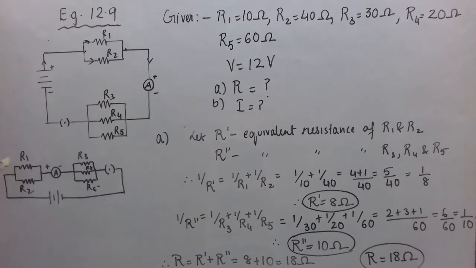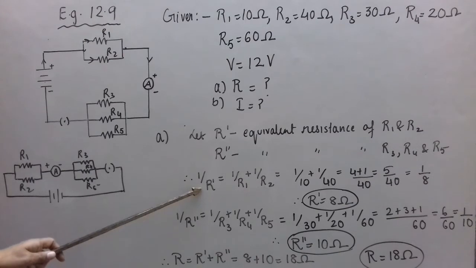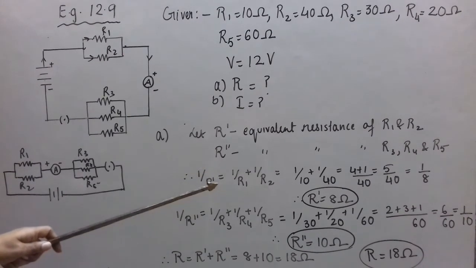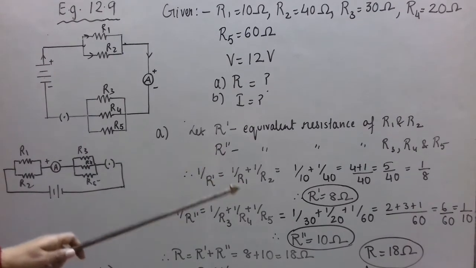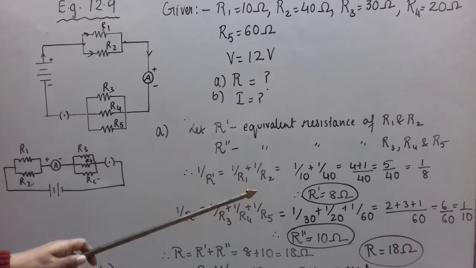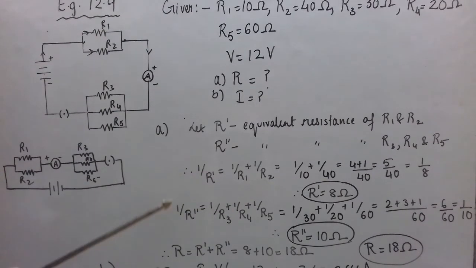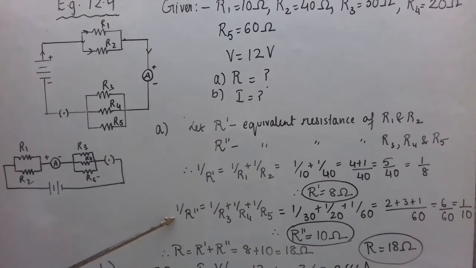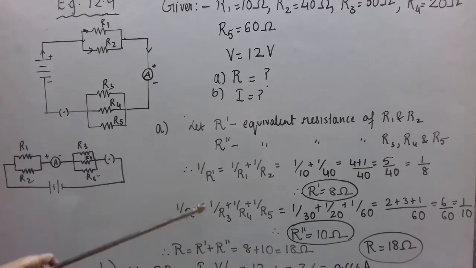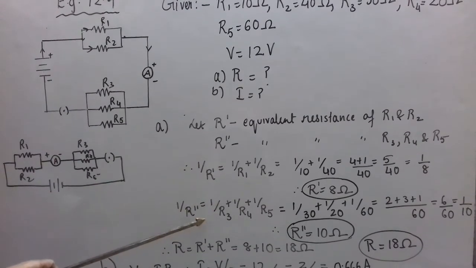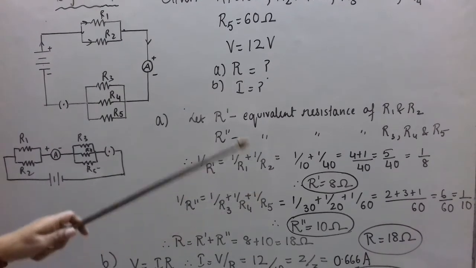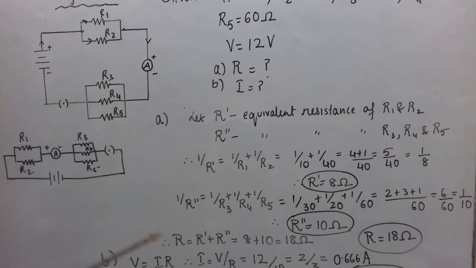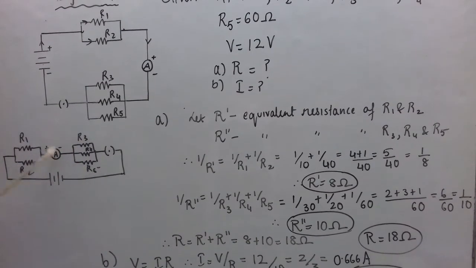Using the formula for the equivalent resistance of a parallel combination, we can write 1 over R dash is 1 over R1 plus 1 over R2, and after putting the values we get 1 over R dash as 1 over 8, so R dash is equal to 8 ohms. In a similar manner, you can calculate R double dash using the expression 1 over R double dash is 1 over R3 plus 1 over R4 plus 1 over R5. Put the values, simplify it, and we can easily find that R double dash is 10 ohms. Now these two combinations are connected in series.